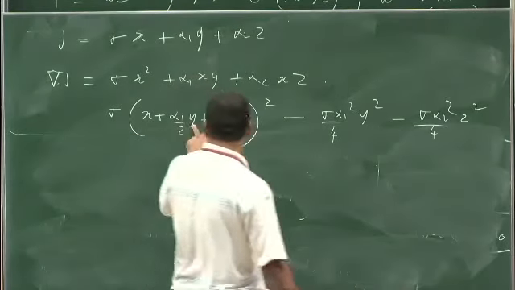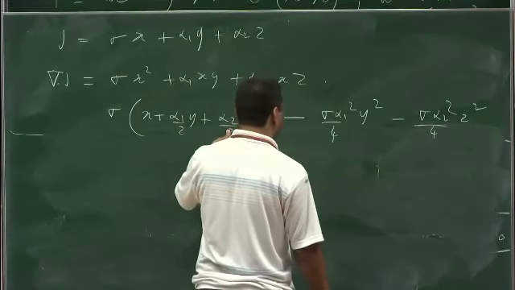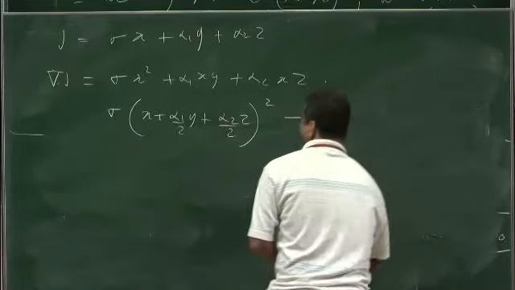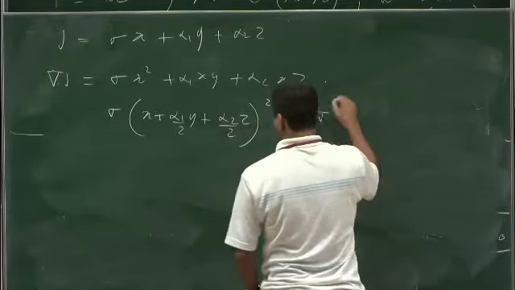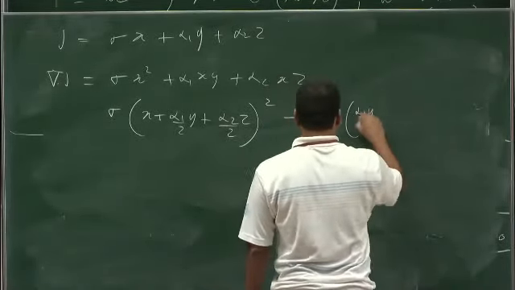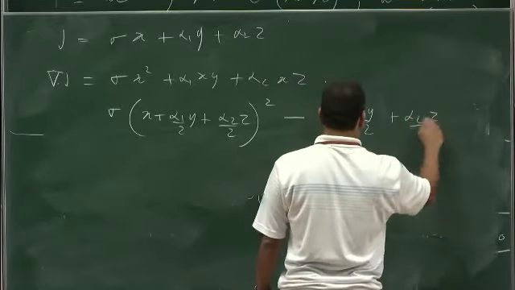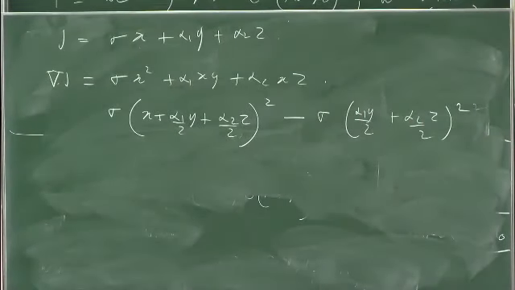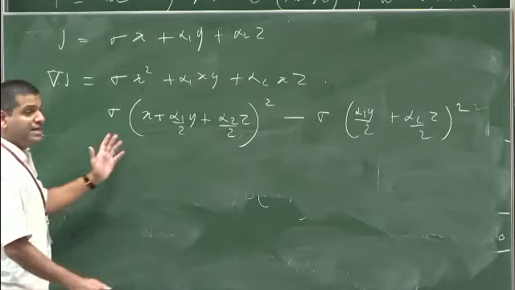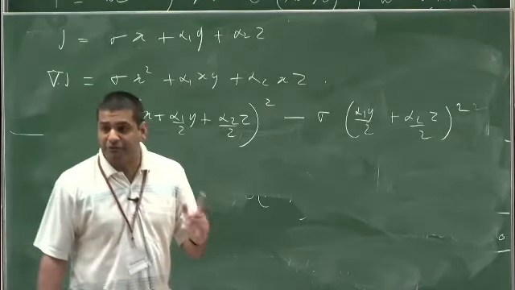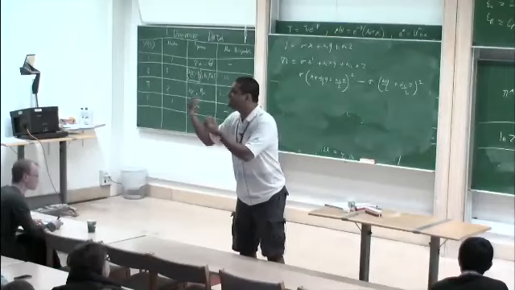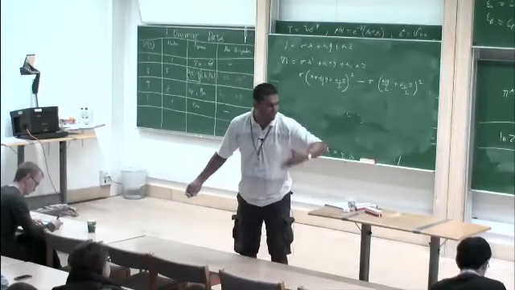And then there's this xy term. There's the xy term as well, right? I'm sorry, I should write it as minus sigma, alpha 1 y by 2 plus alpha 2 z by 2, the whole thing squared. Okay. Now, remember, a quadratic form is positive definite if it's positive for every conceivable value of the variables.